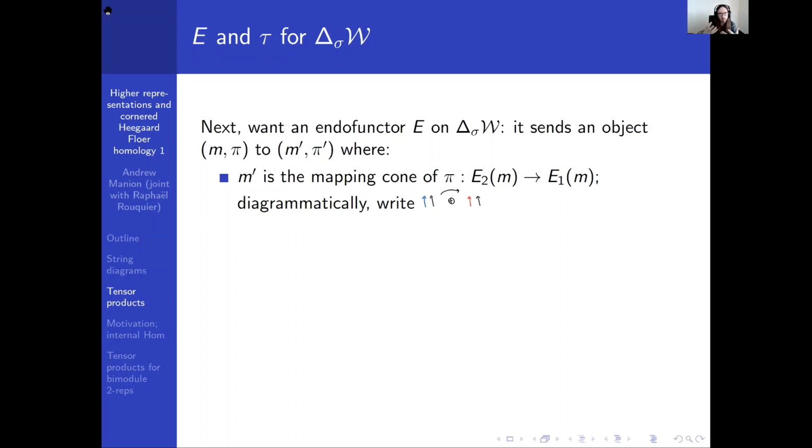I can take its mapping cone. That's another object of W bar I. Let's call that m prime, okay? And diagrammatically, I'm going to write it as this sort of E2 of m. That would be the E2 strand blue, and then the m strand black. And then the other summand would be like red strand, black strand.